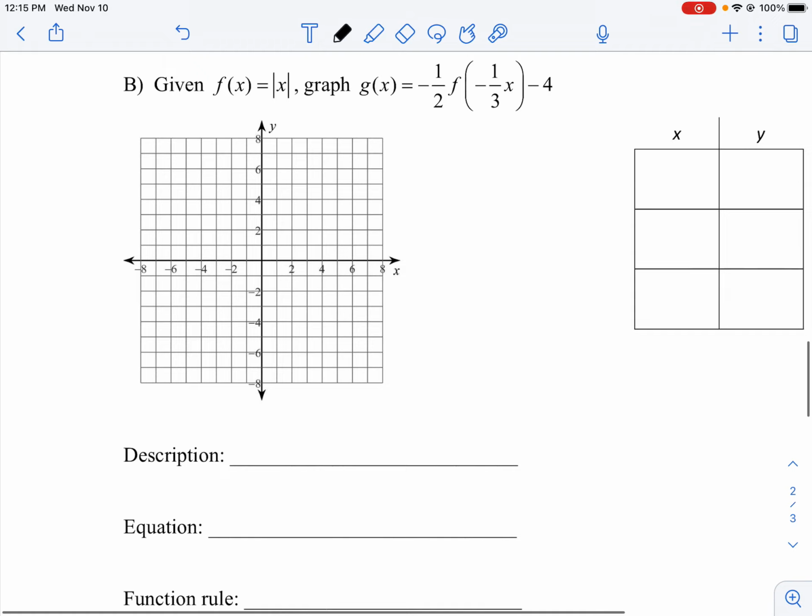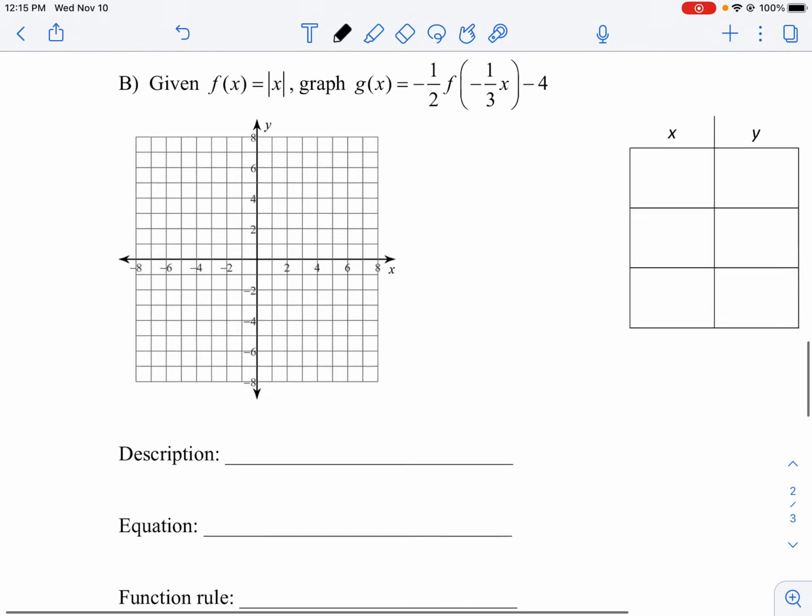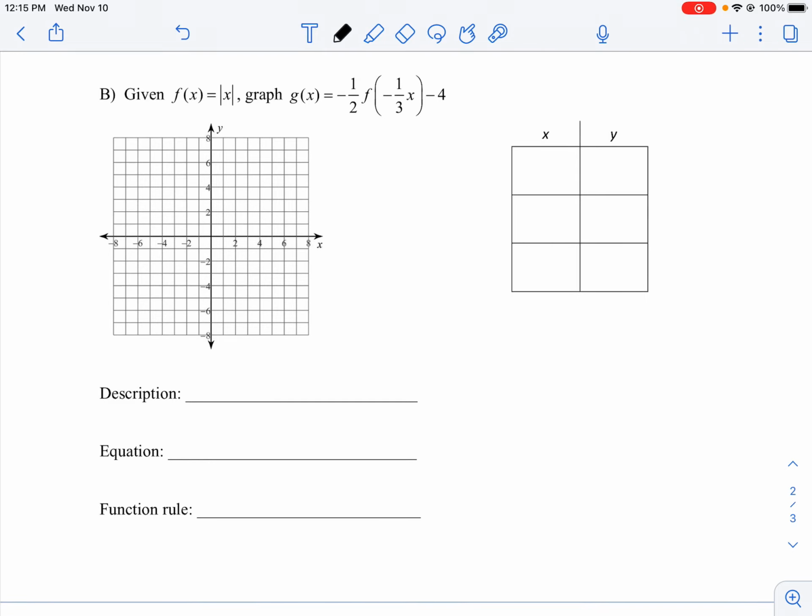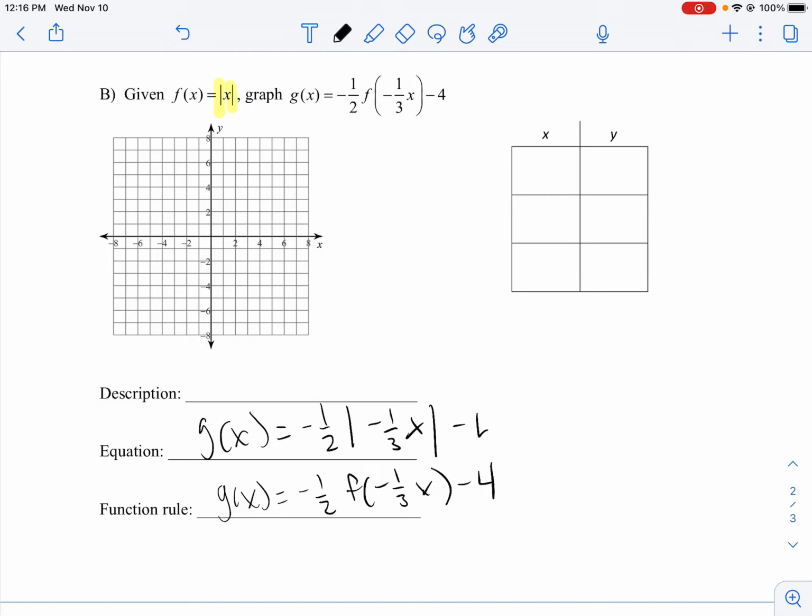So here we have, given the graph of f of x equals the absolute value of x, graph g of x equals negative 1/2 f of negative 1/3 x minus 4. Alright? So that is the function rule. So I'm just going to copy that down. Okay, now your function rule is literally your equation, right? Except the only difference is now we just use the actual absolute value in here. So we have negative 1/2 with the absolute value of negative 1/3 x minus 4. That'd be your equation. And then your description is when we are just describing what's happening.